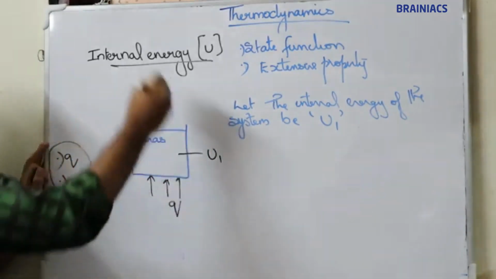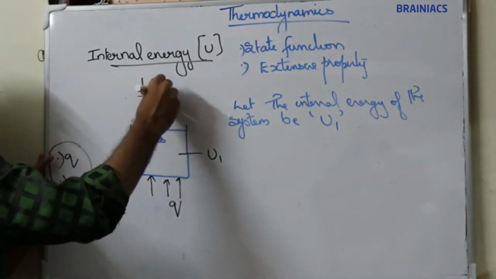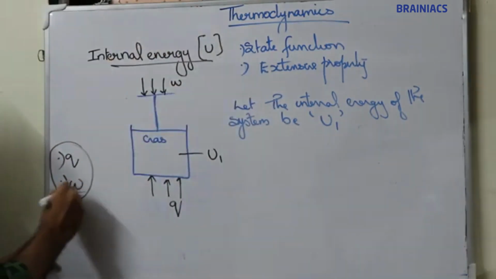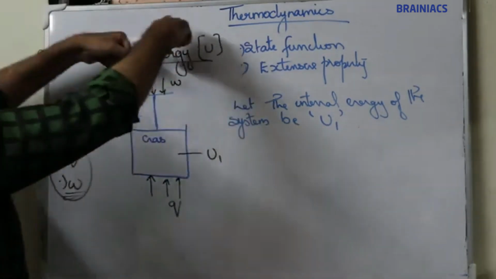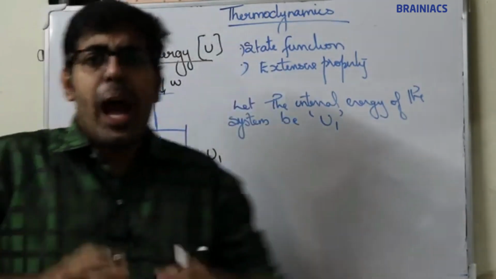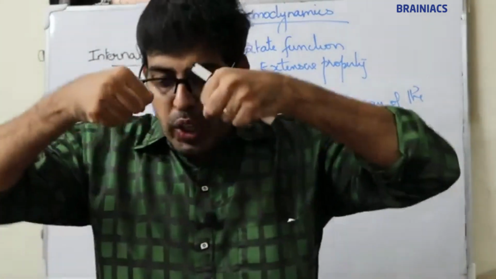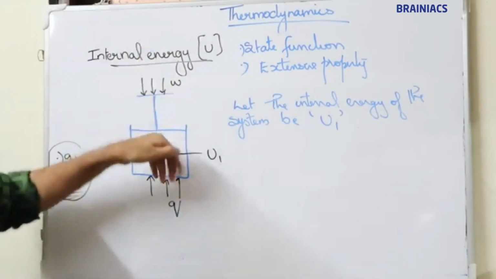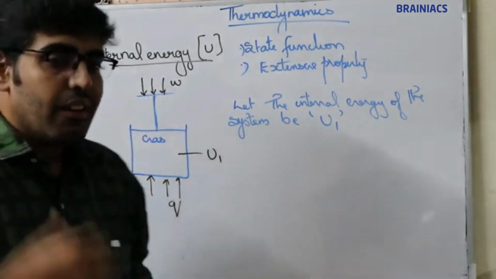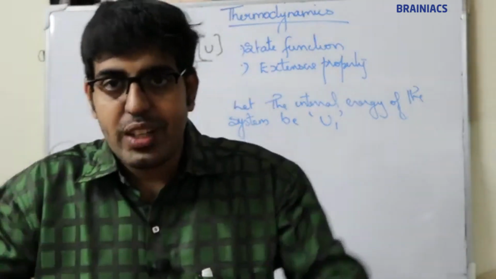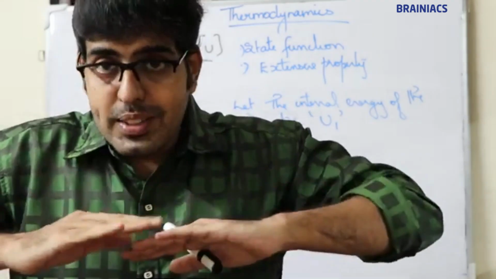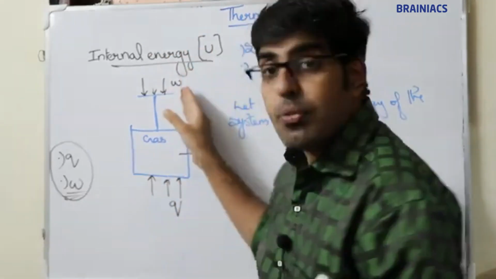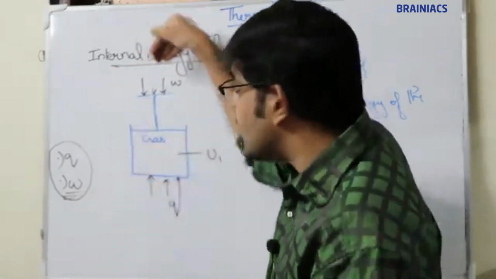Now, when we supply work, if I am pushing this piston downwards, that means I am supplying energy to the system. I am doing work on the system, which means I am supplying energy, because work is a form of energy. That means I am giving energy to the system.